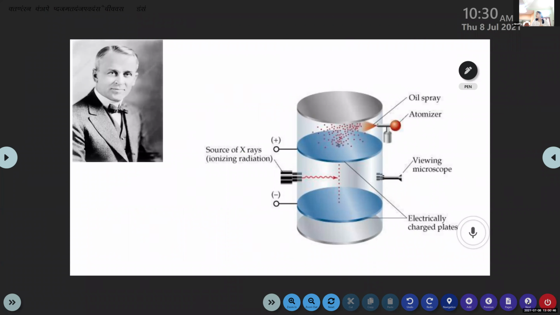So this is the experimental setup of Millikan's oil drop experiment. Here the oil falls down as oil droplets. We can view them through this microscope. After certain calculations done by Millikan, we are able to find the charge of an electron.